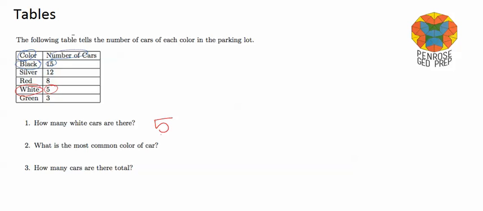Our next question asks what the most common color of car is in the parking lot. Let's look at the right column now and look for the biggest number. The biggest number will correspond to the most common color of car. So looking at the right column, it looks like 15 is our largest number. So there are 15 black cars, which means that black is the most common color of car.